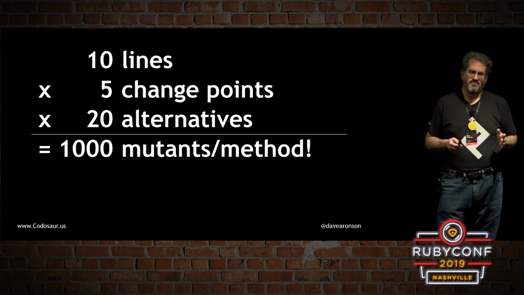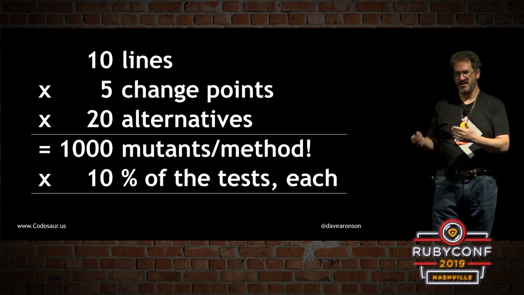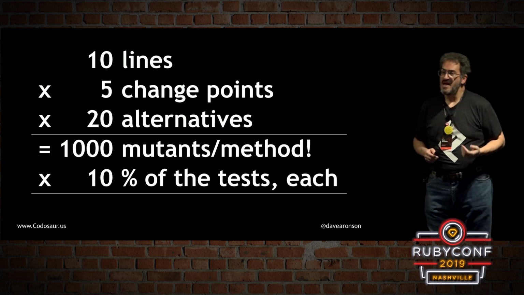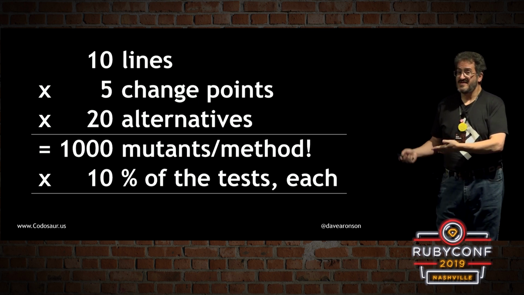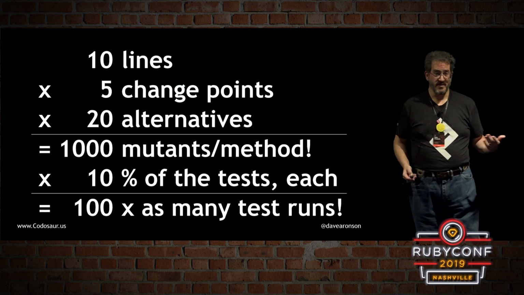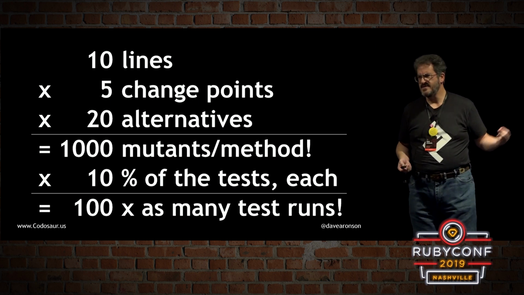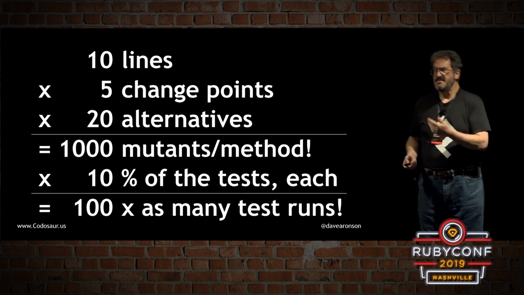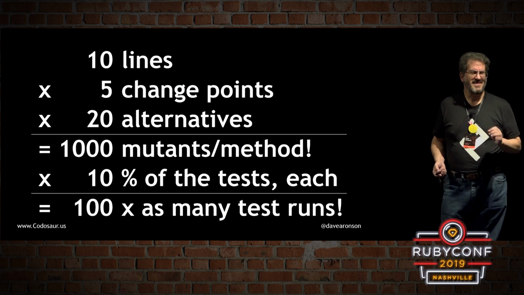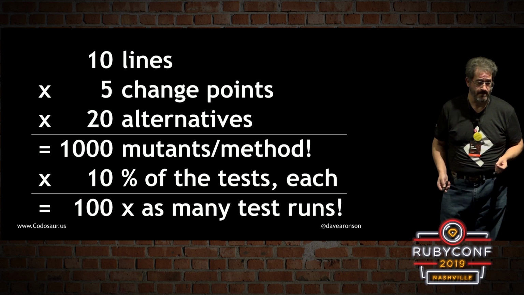But suppose we wind up running just a mere tiny 10% of all the unit tests for the particular method on average for each mutant. Since we started with 1,000 mutants, that's still 100 times more test runs than just running our normal test suite. So if our unit tests normally took a zippy 10 seconds, mutation testing with these assumptions is likely to take about 1,000 seconds, which might not sound like much at first, but it's almost 17 minutes.